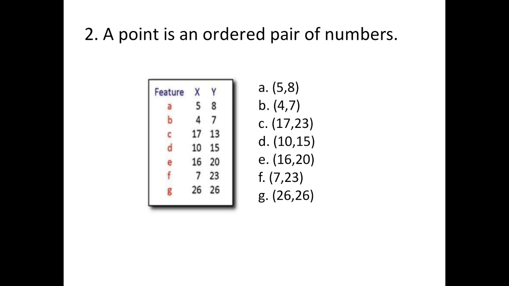Second, a point is an ordered pair of numbers. Around the year 1630, René Descartes and Pierre de Fermat realized that a location in a plane can be identified by an ordered pair of real numbers. The points (5, 8), (4, 7), (17, 23), (10, 15), (16, 20), (7, 23), (26, 26) are examples of an ordered pair.